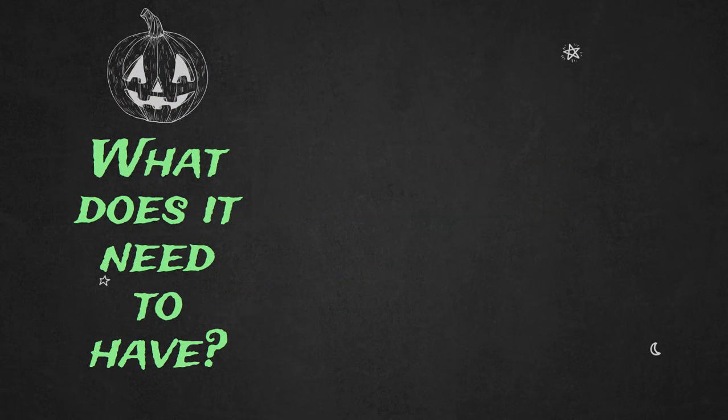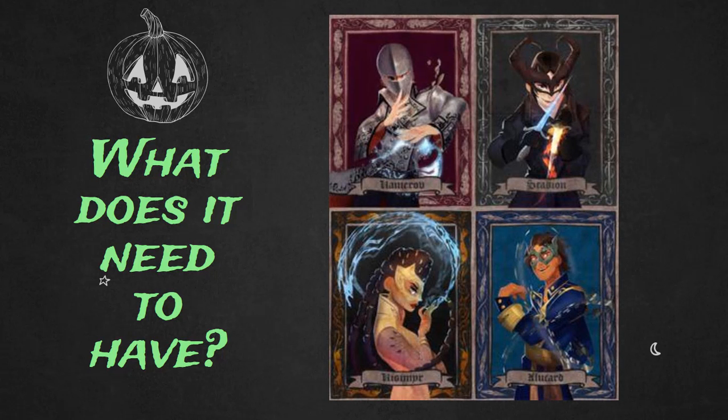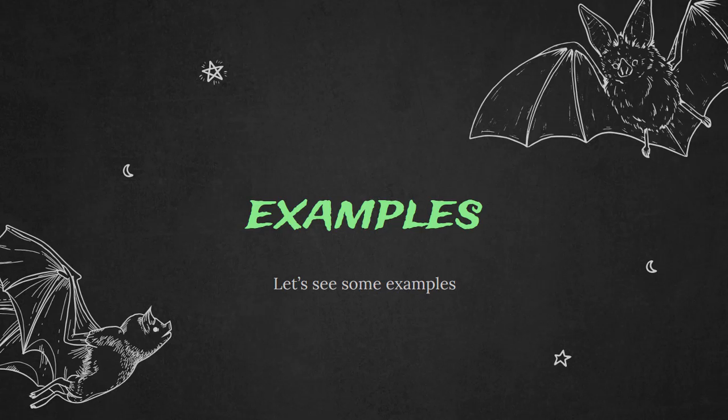Okay, so what does it need to have? ¿Qué tiene que tener mi magic card, teacher? ¿Qué tiene que tener? So it's a card. Imagine como las cartitas que se hacen de personajes, de character. That's what we're going to do. Es lo que vamos a hacer. So let's see some examples, okay?